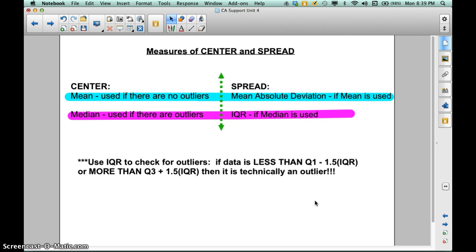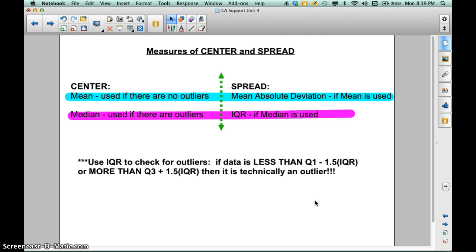The measures of spread are mean absolute deviation, and we use that if we're using mean for the measure of center. So they're both highlighted here in blue. And the other measure of spread is IQR, or interquartile range. And we use IQR if we've used the median as the measure of center. So we decide which measure of spread to use based on which measure of center we use. And we decide on the center based on whether there are outliers or not.